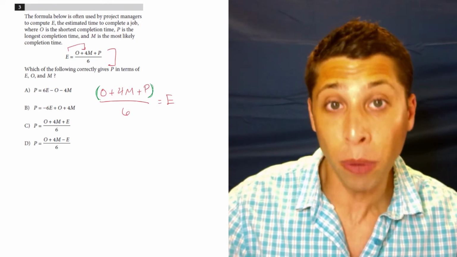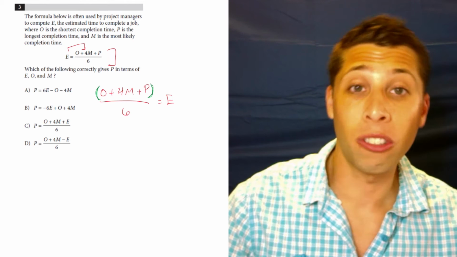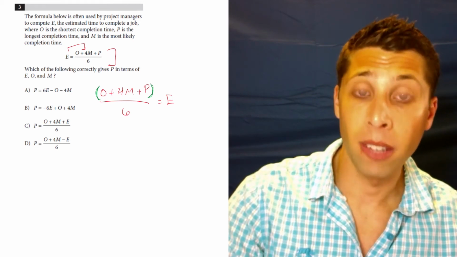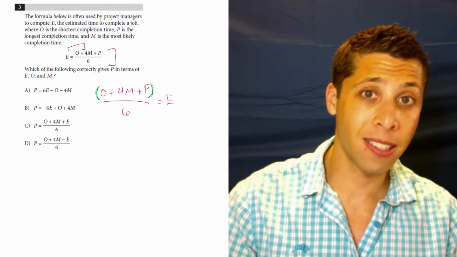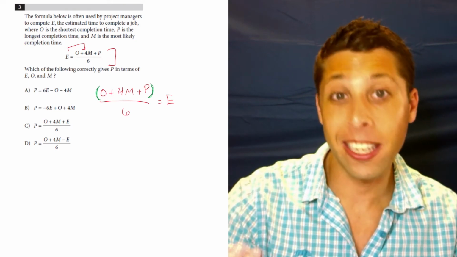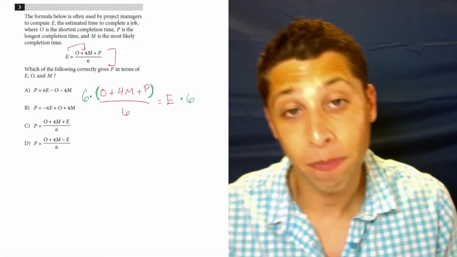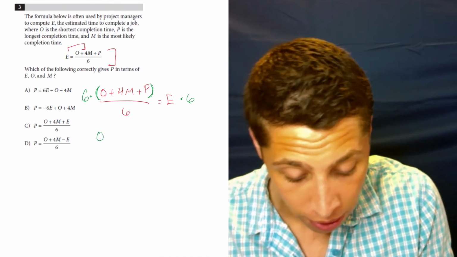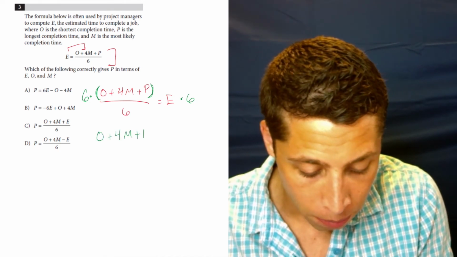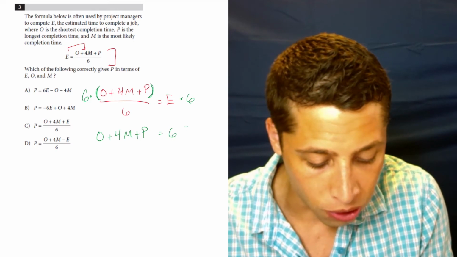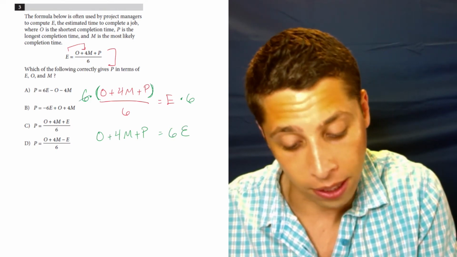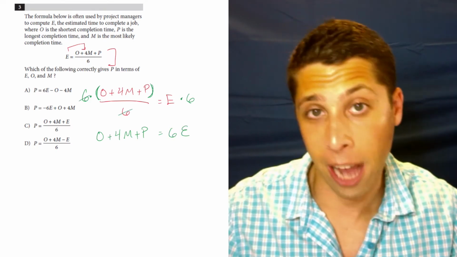So I need to get rid of the fraction, which is the same as getting rid of division. So if I'm dividing by 6, I would do the opposite to get rid of that. I would multiply both sides by 6, and that would leave me with O plus 4M plus P is equal to 6E, right? Because the 6 on the top, 6 on the bottom cancel out.